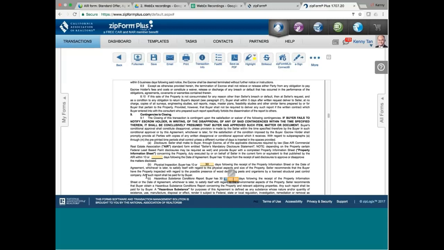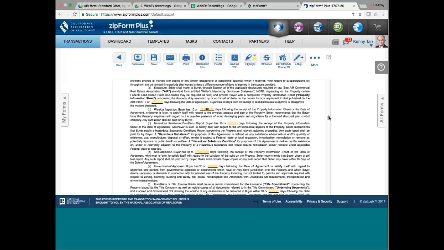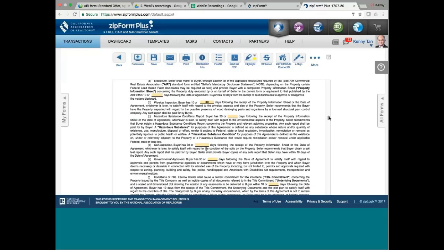This one, hazardous substance, has to do with environmental report though. 30 days is usually enough, so I'll keep it at 30 days. But if you need more time, by all means. Soil inspection, usually we don't do it for apartment complex, so I leave it at 30 days. Government approval, probably I don't need it, so I'll leave it at 30 days.